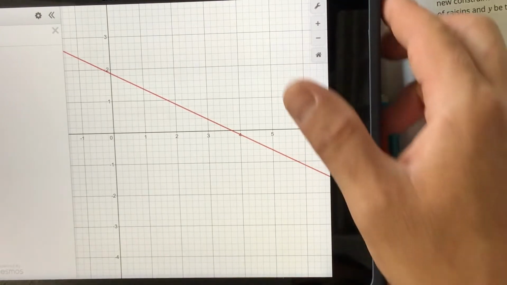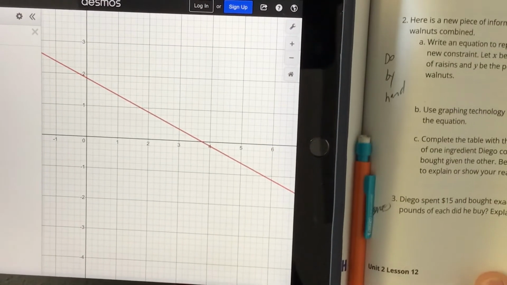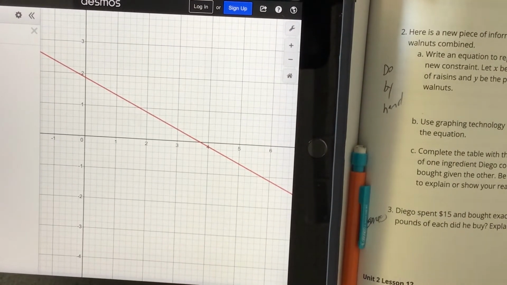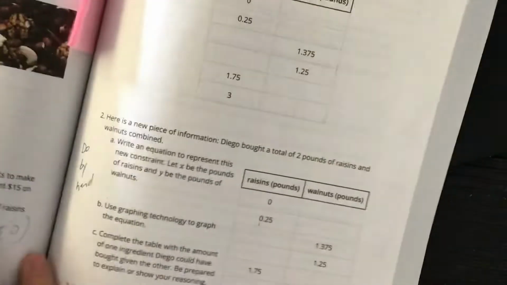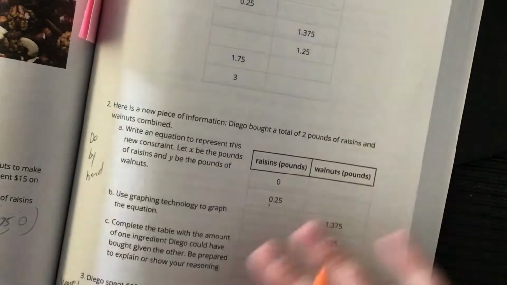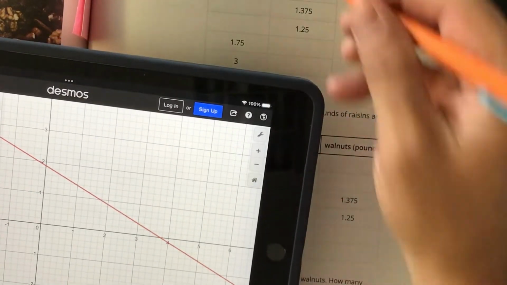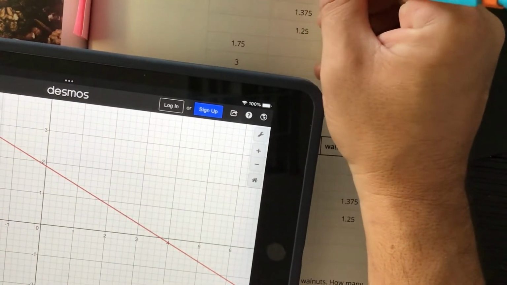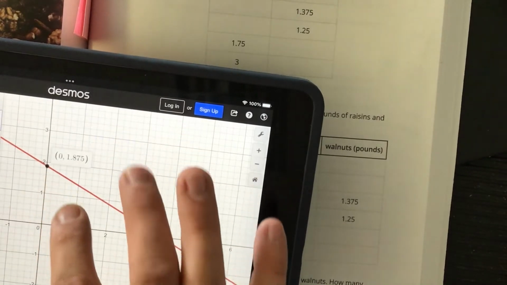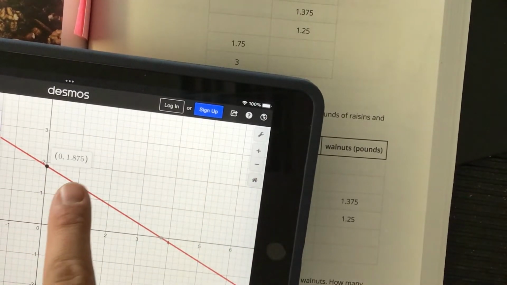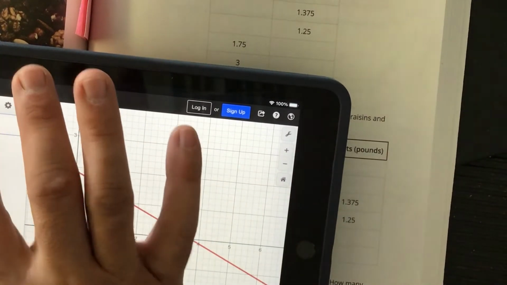Okay, let's complete the table. If raisins is 0, what do I plug in for number of walnuts? Okay, how'd you get that? It's your y-intercept. We already figured that one out, right? It's a point right there as well. Gives it to me. How about 0.25? So you could plug it in.